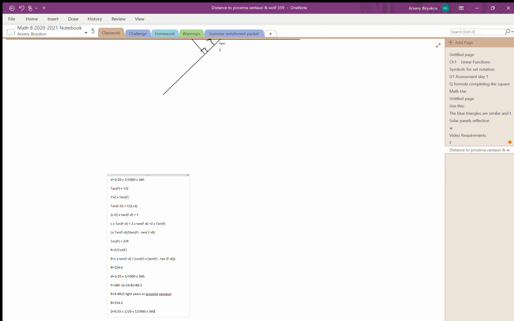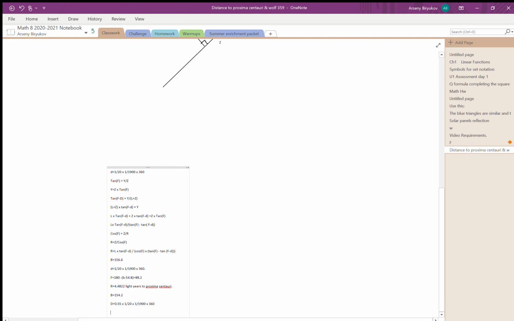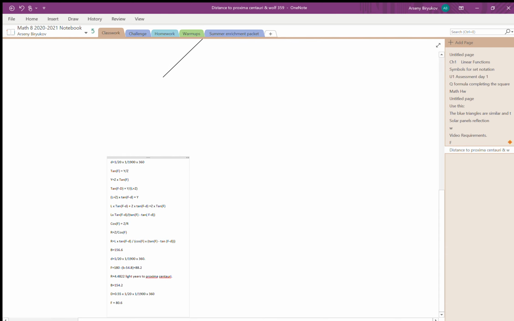L stays the same and F changes as a result of B changing, so F becomes 80.6. If we input these numbers into the formula we made, we'll get the distance to Wolf 359, which will be R equal to 8.0441 light years to Wolf 359.